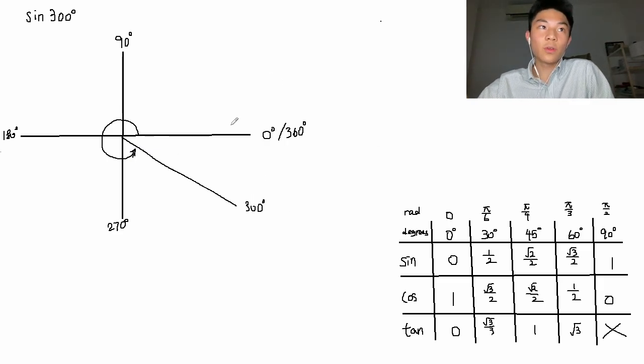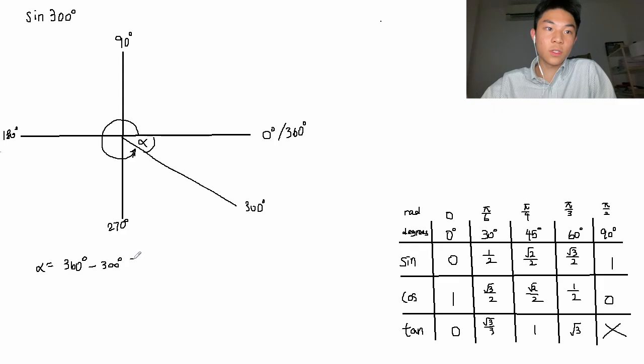So when we're looking at an obtuse angle, that's an angle that's greater than 90 degrees, we want to use what's called a reference angle. So our reference angle is always an angle between the horizontal plane and the arm we just drew. So this is our reference angle. And our reference angle here will be 360 degrees minus 300 degrees, which is equal to 60 degrees. So what we can say now is that sine 300 is the same thing as sine 60.